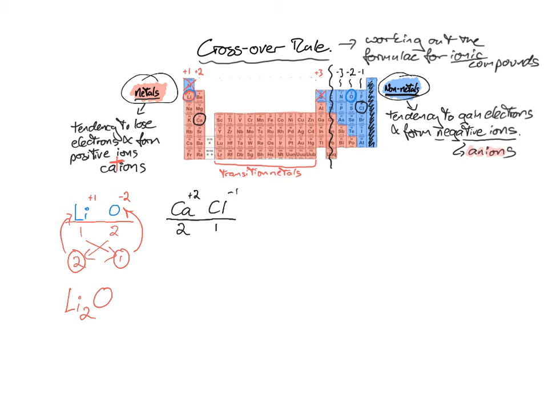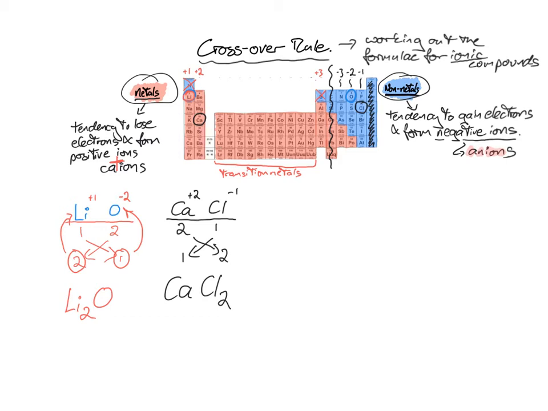What do we do? Well, it's a crossover rule. So let's cross them over. The 1 comes down to the left. The 2 crosses over onto the right, which means we have Ca1, Cl2. But of course, and this is the last time I'm going to draw these in like that, we don't write 1s in, so that disappears. CaCl2.